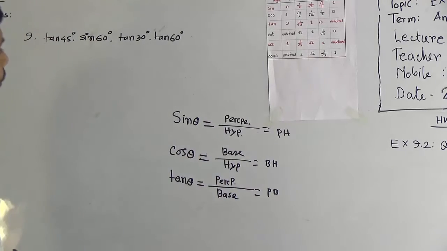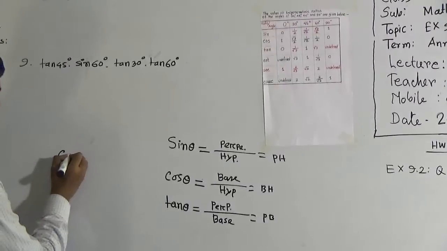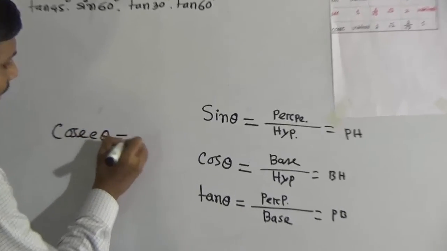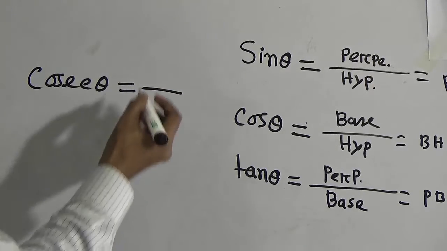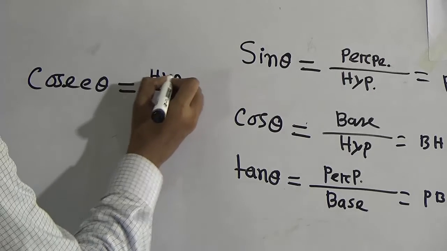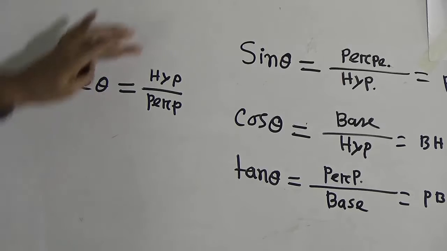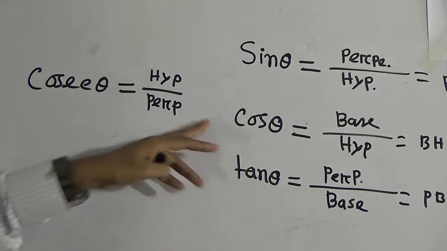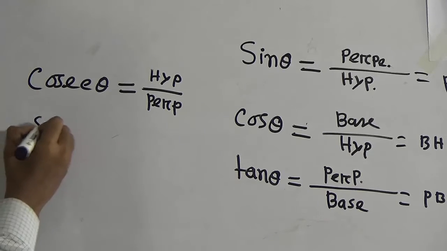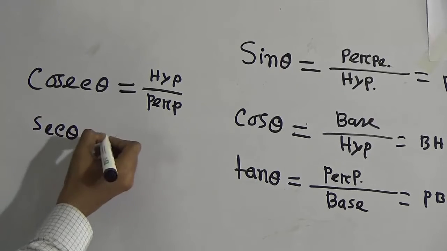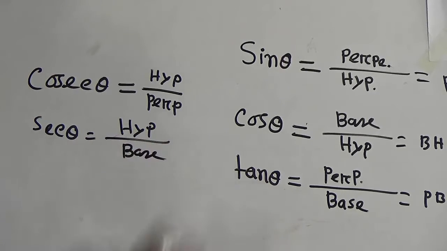Okay. Suppose you have to determine the value of cosec theta. Cosec theta is equal to what? We know sin theta and cosec theta are converse. So this will be hypotenuse by perpendicular. Okay, student? Cosec theta equal to hypotenuse by perpendicular. Similarly, cos theta's converse is sec theta. Sec theta equal to what? Hypotenuse by base.